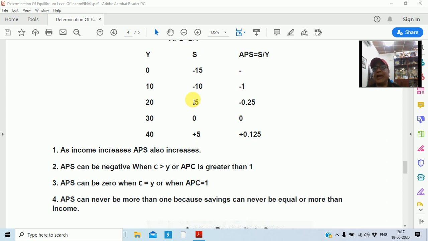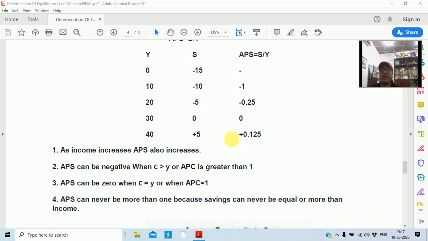Savings will be negative. And when your savings will be negative, what will happen to APS? It will be negative. Can APS be 0? Yes, APS can be 0. See here, APS is 0 when your savings is 0. Savings can be 0 when income is equal to consumption. When your income is equal to consumption, savings is 0, and when savings is 0, your APS will be 0.